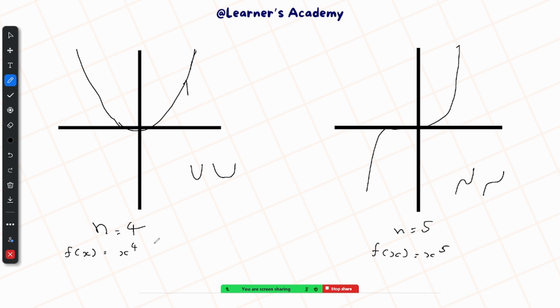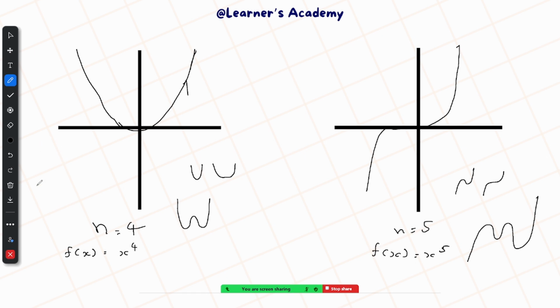But if we tweak it a little bit, and if we put in some other coefficients and variables, the graph will definitely change. So say for example, this graph, if we tweak it a little bit more, can result in something like this. And the same goes for n equals 5 as well. If we tweak it a little bit, it can change into something like this.